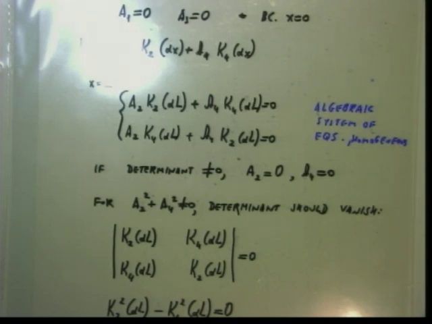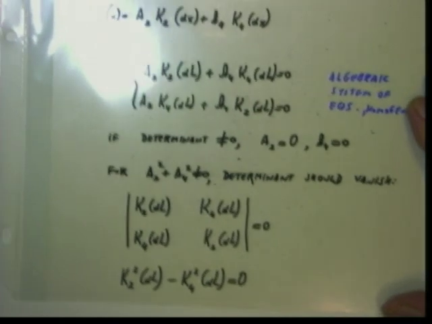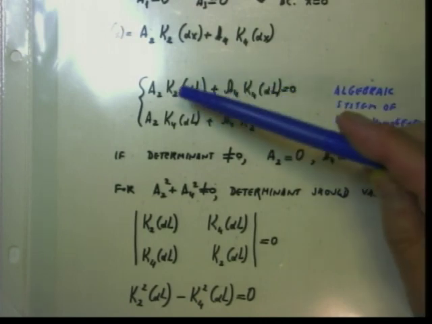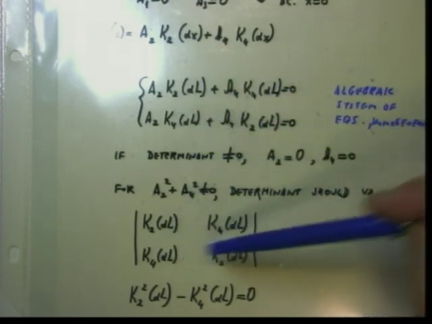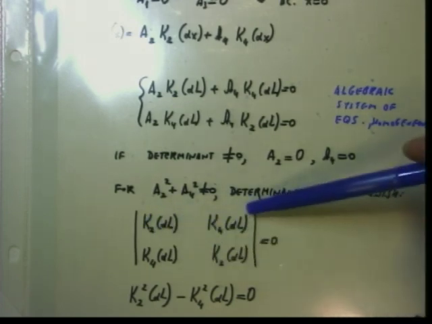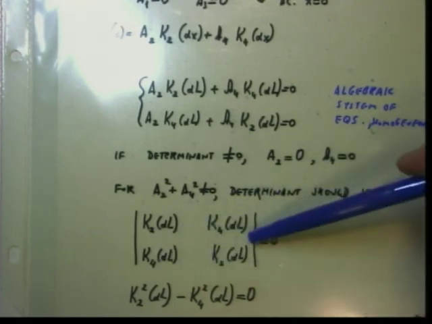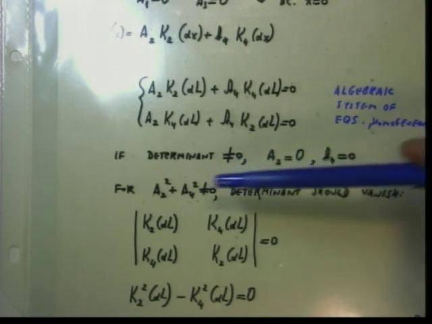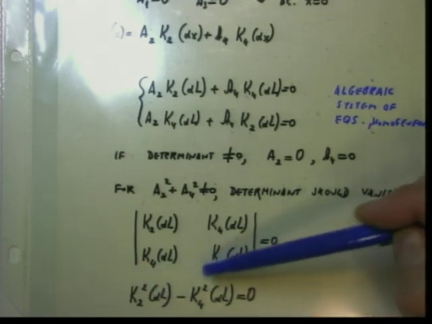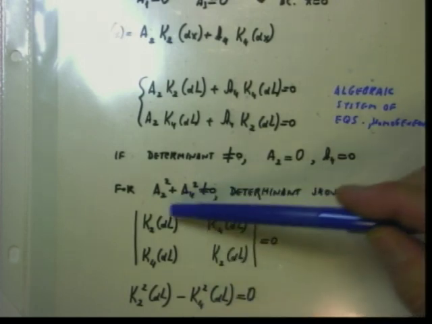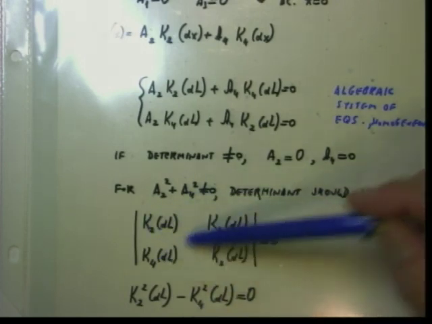I think it's easy. So then the determinant of what? The determinant of the coefficients in front of A2 and A4. So that is K2, K4, K4, K2. It's a nice determinant: K2, K4 in the first row and K4, K2 in the second row. So the determinant equals K2 squared alpha L minus K4 squared alpha L equals 0. That is this determinant, because this times this minus this times this.